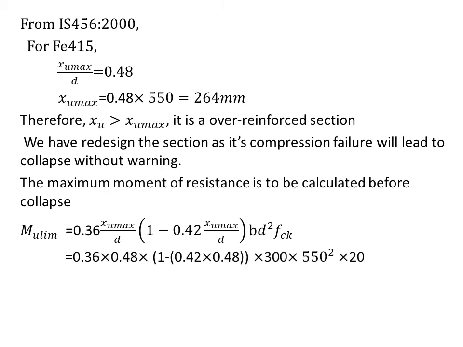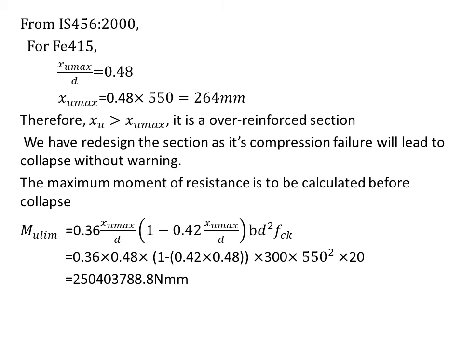We substitute the values and we get 0.36 into 0.48 into 1 minus 0.42 into 0.48. I substituted the ratio value directly. If you want, you can calculate it this way as well: 0.36 into 264 divided by 550. I have directly substituted the xu max by d value, into 300 into 550 square into 20, and we get the value as 250403788.8 Newton mm. So we found the Mu limit. This is the maximum moment that this beam could withstand.